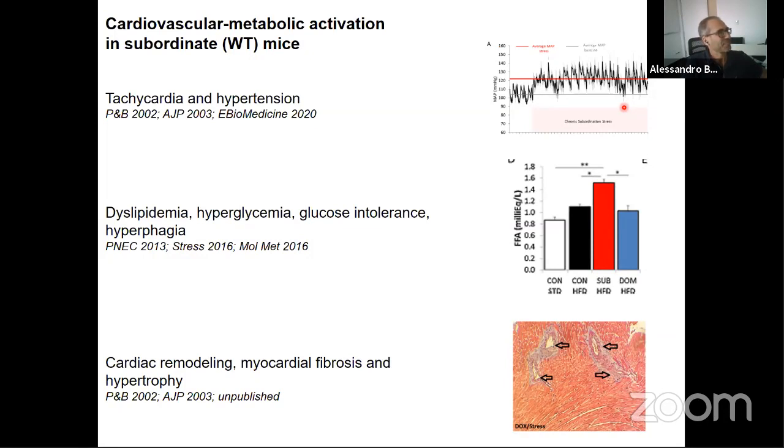presentation. So we know that these animals, these subordinate animals, have a number of risk factors for cardiometabolic diseases, okay? They develop tachycardia, they develop hypertension. I haven't shown you the data, but they develop dyslipidemia, hyperglycemia, glucose intolerance. There is damage to the heart, myocardial fibrosis, cardiac remodeling.